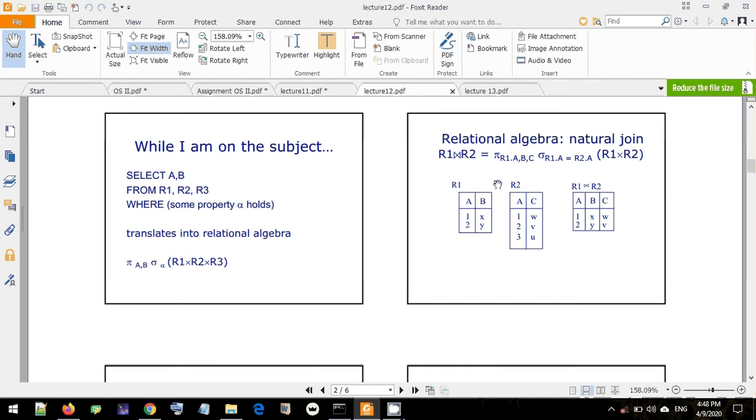Relational algebra natural join. R1 natural join R2 can be written as the projection of R1 on ABC where the attribute A of R1 is equal to the attribute A of R2.